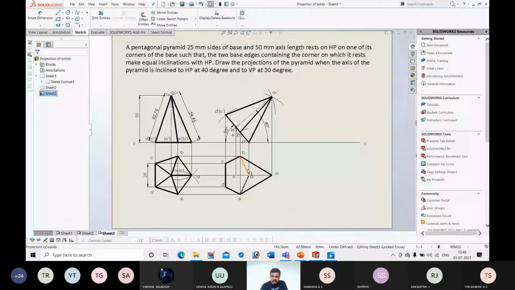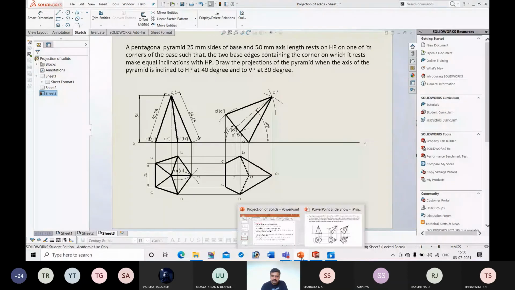Now I have drawn boundary points and base edges. Next I should draw slant edges. That means I should connect all the corners of the base to apex. E to O1 already drawn, D to O1 I should draw, C to O1 I should draw, and A to O1 I should draw. E O1 and B O1 are already on the boundary. Remaining three I should draw. For that, I should consider the remaining rules of visibility.